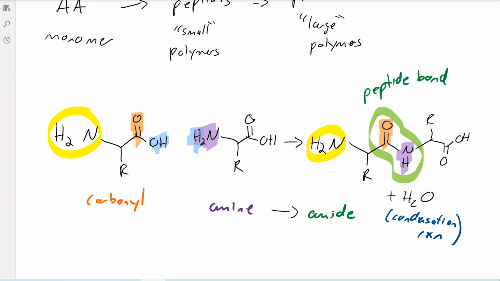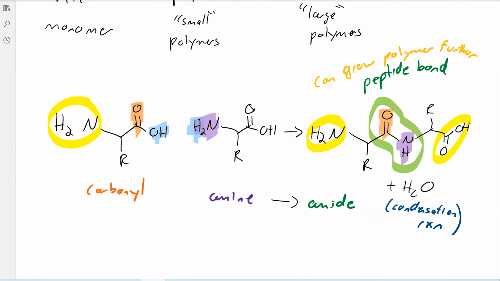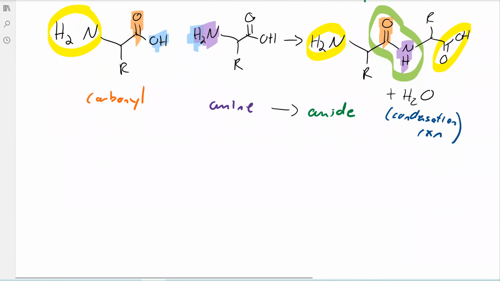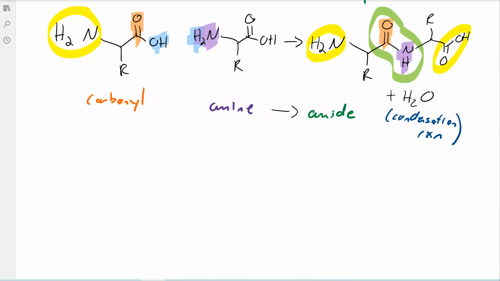And then what we can see on either side, we've got more amines and more carboxylic acid, so we can grow this polymer further. And that's what our peptide looks like. And then, of course, if we want to form a polypeptide, we can keep adding more and more functional groups. We'll do a somewhat similar reaction in lab.